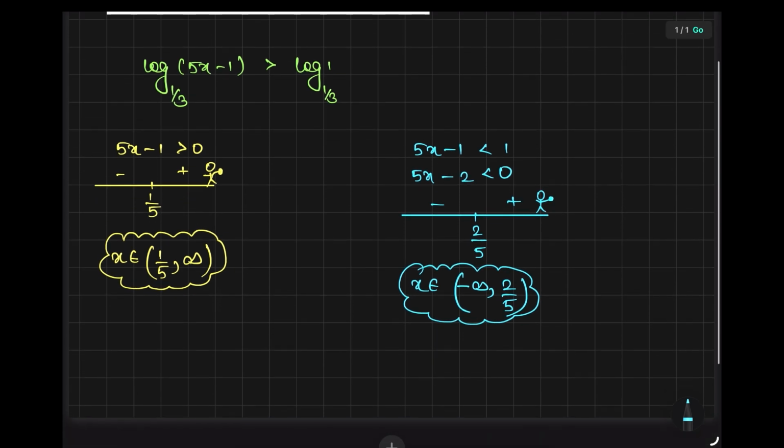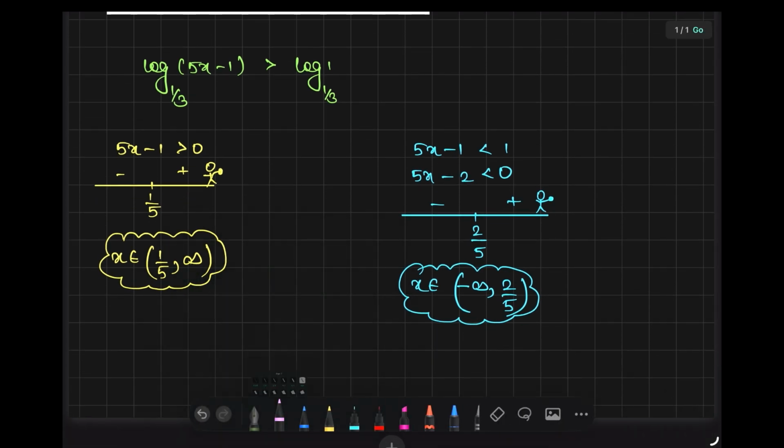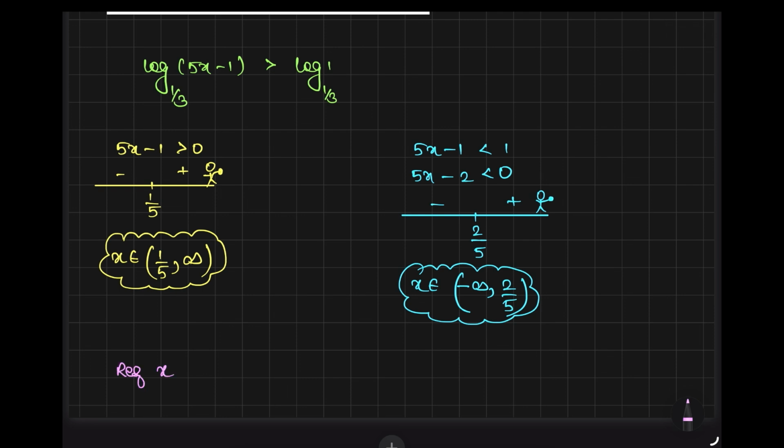Now we have to write down the final answer. For the final answer, we have to take care of the intersection. So it is required x belongs to. For intersection, we will plot everything on the same number line. So it is 1 by 5. The second root is 2 by 5. If you observe the first domain, the yellow part, it goes this way. The blue part goes this way. And you have to consider the intersection.